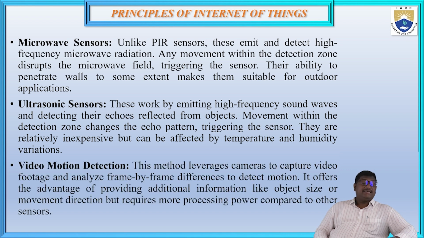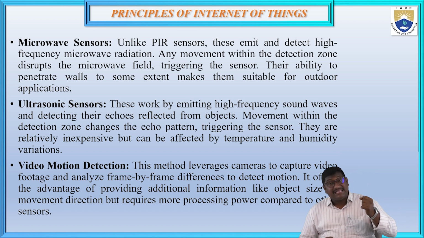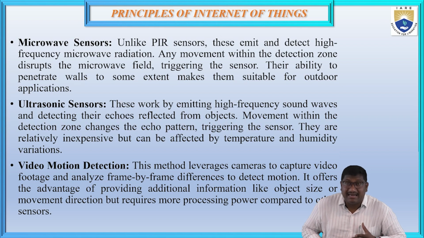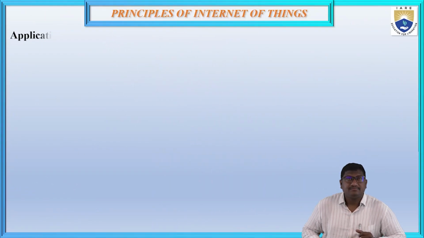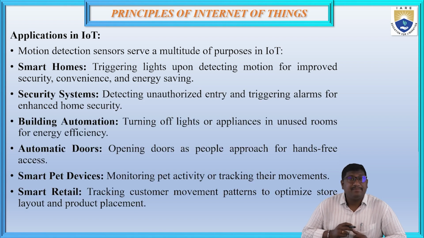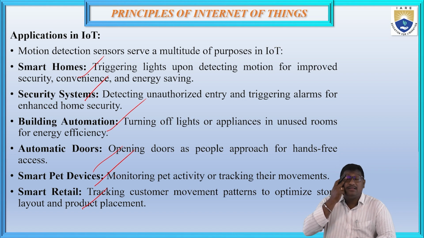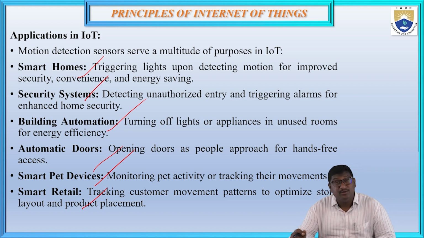The next one is video motion detection. This video motion detection captures video footage and analyzes frame to frame differences to detect motion. The advantage is providing additional information like object size and motion direction, but it requires more processing power compared to the other sensors. And what are the different kinds of applications? The applications are smart homes, smart security, building automation, automatic doors, smart pet devices, and the smart retail industry. All these are the different kinds of applications which are used.